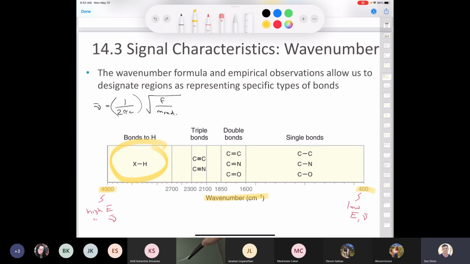So basically, the reason why bonds to hydrogen show up at such high wave numbers is not because of the bond strength. That doesn't really even come into play a whole heck of a lot. It's mostly because of the reduced mass, right? Because hydrogen is just so small. It only has a mass of 1. So since your denominator is so small, it has a very little effect on the wave number. And there you go, it's just based off of the mass of the atoms. So that's kind of cool, huh? Very cool when you think about it.